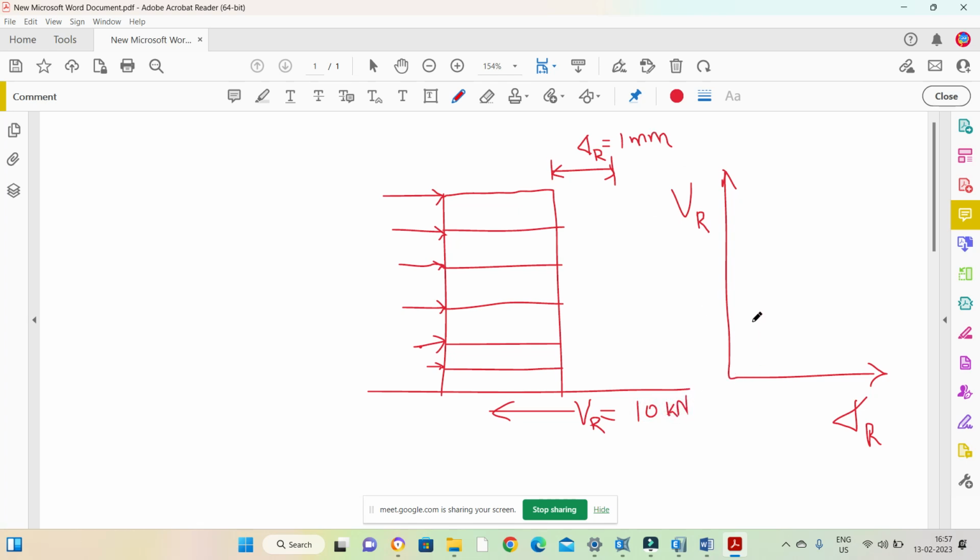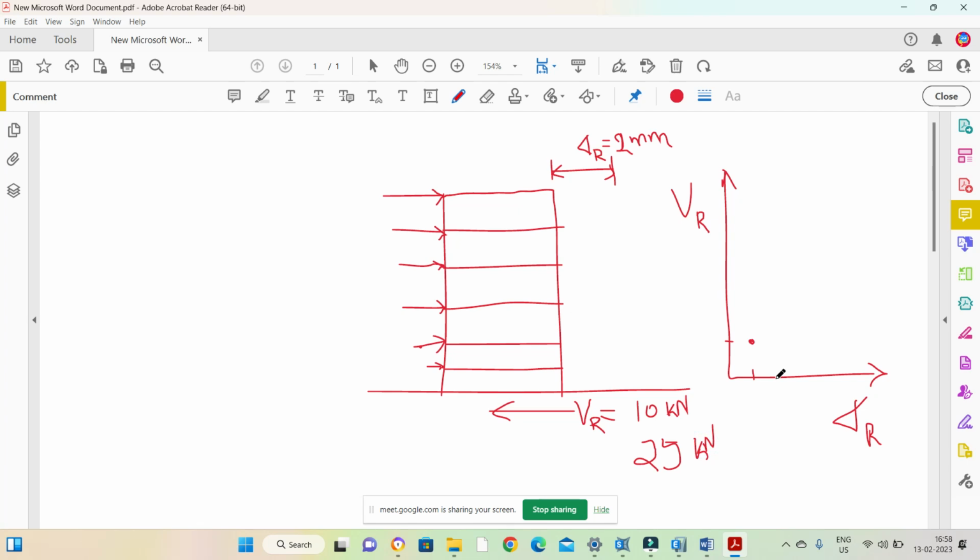So this I'll plot in this graph. I'll have displacement of 1 mm, and in the force axis I'll have 10 kilonewton, so I'll get this point. Next, in the second step, I'll increase my displacement by the next increment. Let's say I am increasing the displacement linearly, so the next step will be a 2 mm linear increment. Now this becomes 2 mm instead of 1 mm. And this resistance, let's say now it is becoming 25 kilonewton.